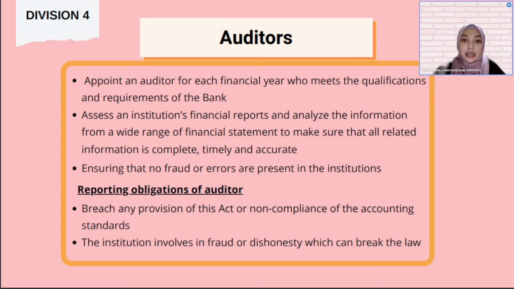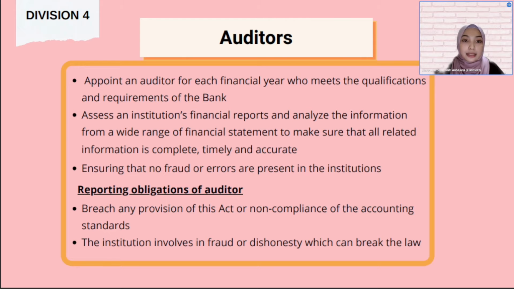For instance, an auditor has to assess an institution's financial reports and analyze information from a wide range of financial statements, including the institution's financial activities, affairs, business, risk management, and procedures, to make sure that all related information is complete, timely, and accurate. Then, an auditor has to submit the audit reports to the institution and the bank. The duties of an auditor are not only to review the financial data, but also to ensure that no fraud or error is present in the institution.